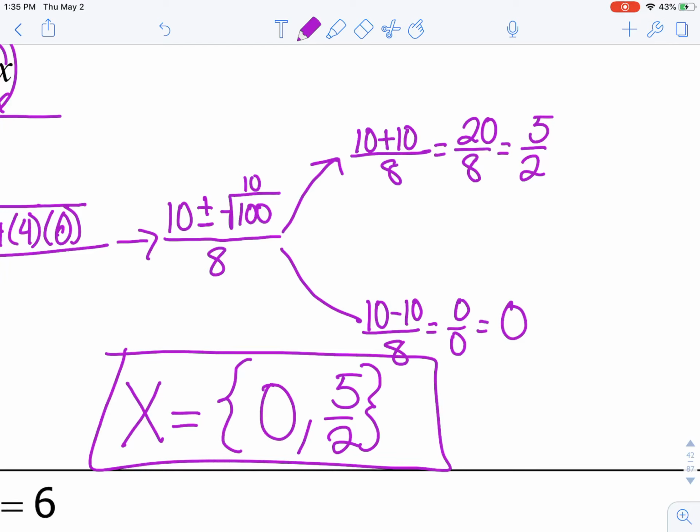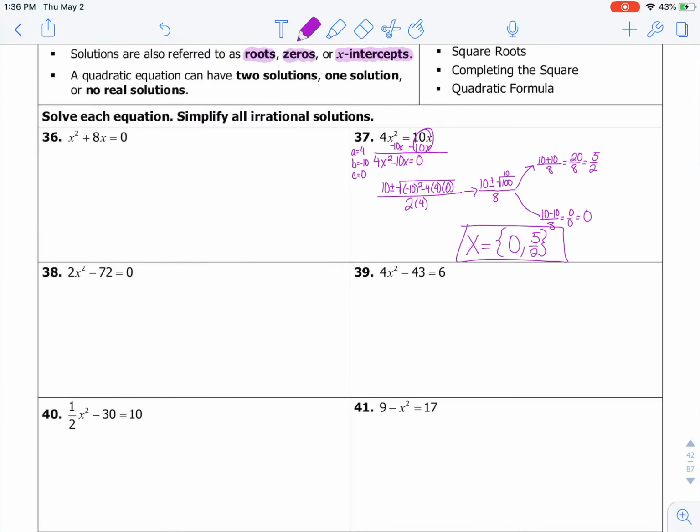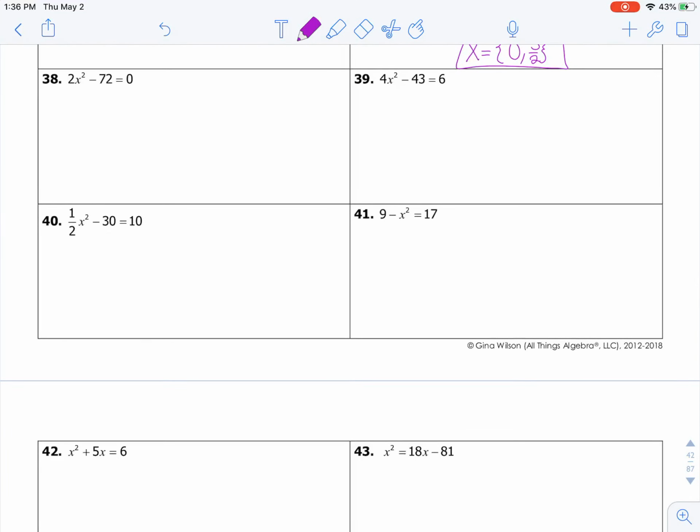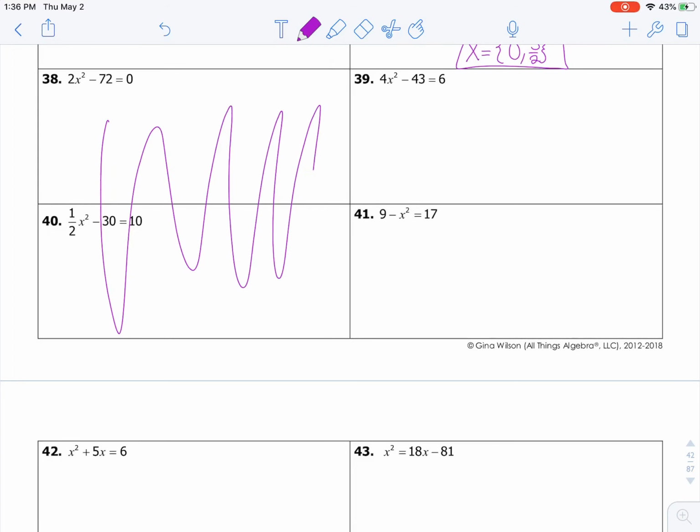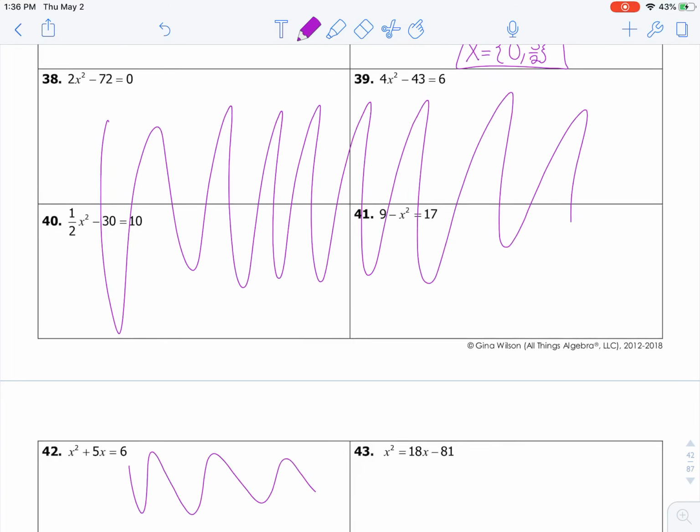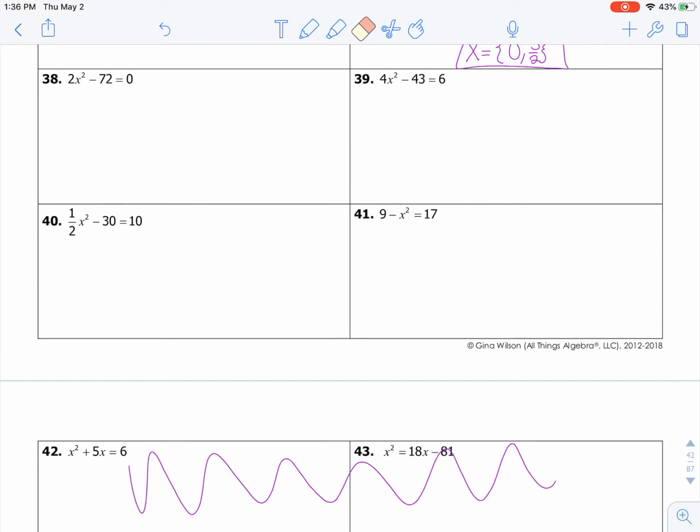You should be able to do all the way up to 43, just like this. You should be able to do 38, 39, 40, 41, 42, 43. If you have not paused the video yet to work out problems, absolutely pause it to work these out now.